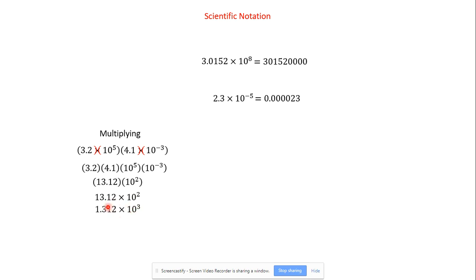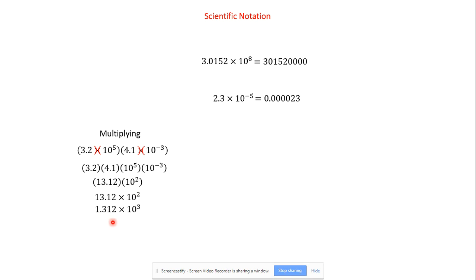You could expand this out. It's like, all right, so times 10 squared, so that's going to be 1,312. Well, you need to make it 1,312. If we went 10 to the 1, that would just be 1.312, and there wouldn't be scientific notation there. So again, multiply the beginning numbers together, and then add your exponents on your tens, and then change it back into scientific notation if it needs to be.